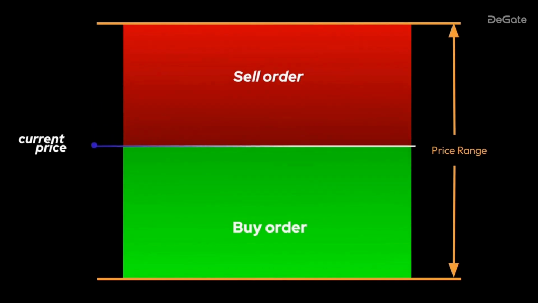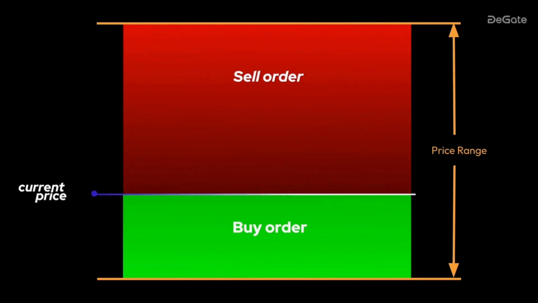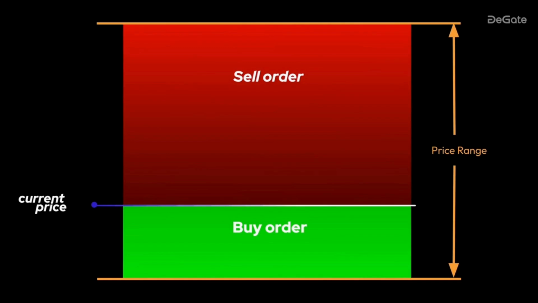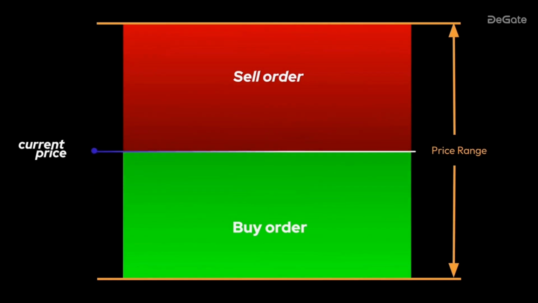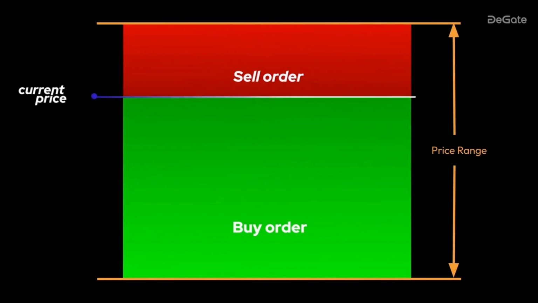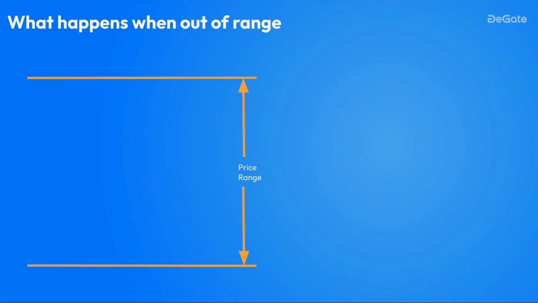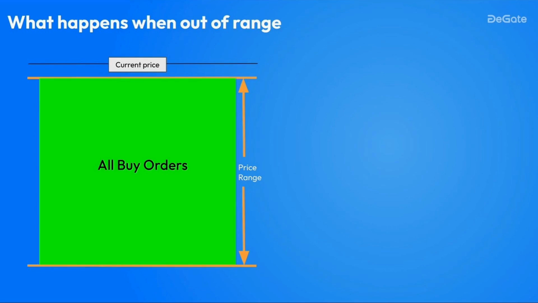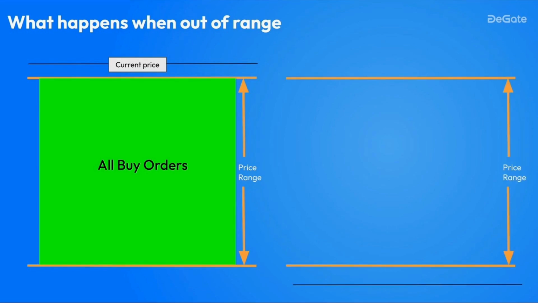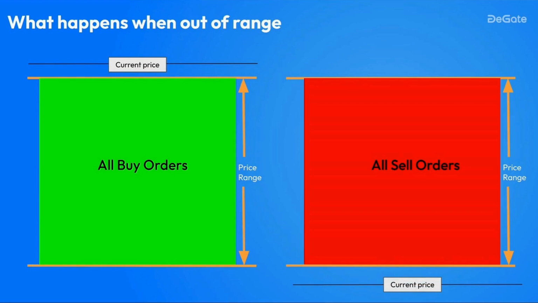The core principle of grid trading is sell orders are always placed above the current price, and buy orders are always placed below the current price. Just remember this point. So, what happens when the grid goes out of range? When the asset price exceeds the upper limit of the grid range, meaning when it breaks out upwards, all orders in the strategy become buy orders. When the asset price drops below the lower limit of the grid range, meaning when it breaks out downwards, all orders in the strategy become sell orders.